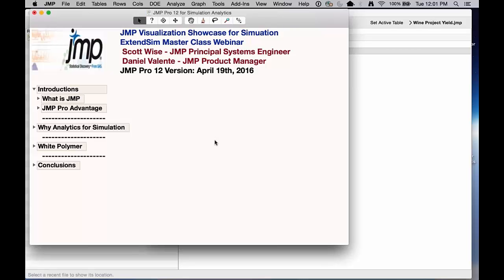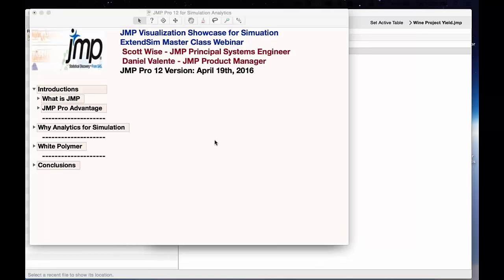Welcome, Scott. Sounds great. Okay, so thank you, Robin, and I appreciate ExtendSim inviting JMP to share with you a little bit about visualization. We definitely have a lot of experience with a lot of our customers in working with large amounts of simulated data, and there's a real need to be able to visualize it, to kind of find the story in your data. So what I want to do is share with you a little bit about some different facets of visualization that might be of big help to some of the work that you are personally doing.